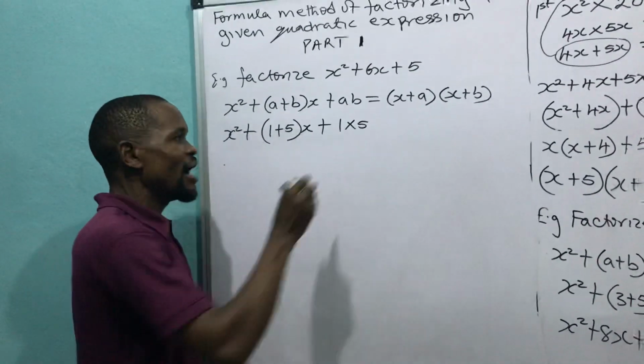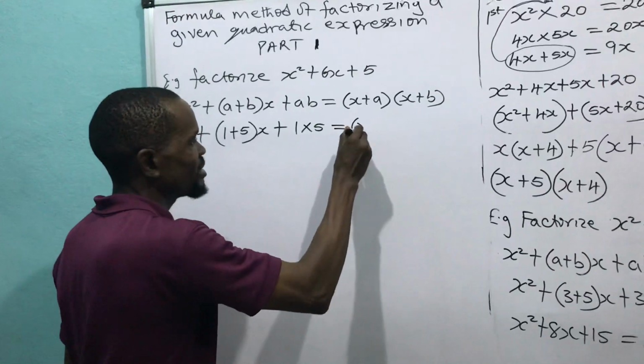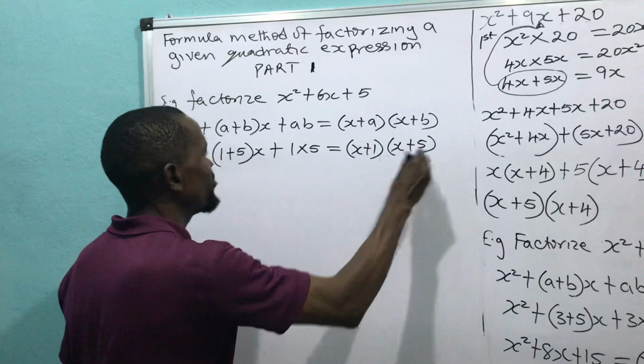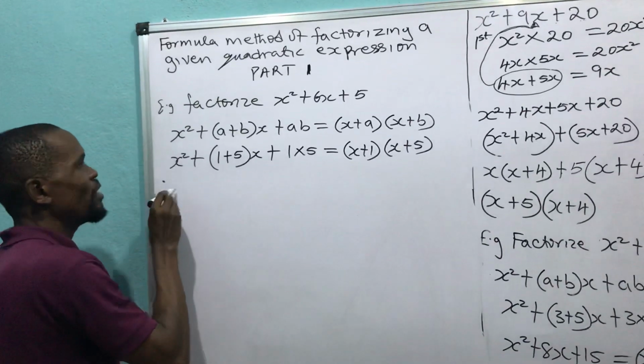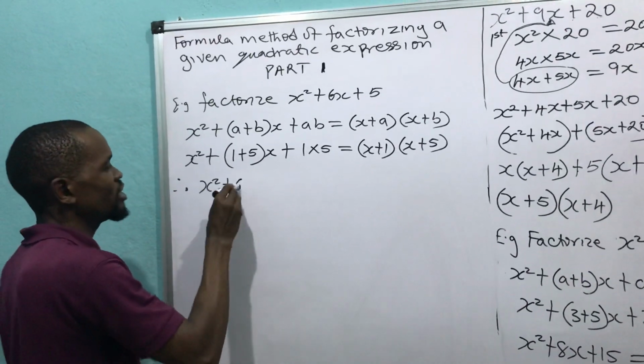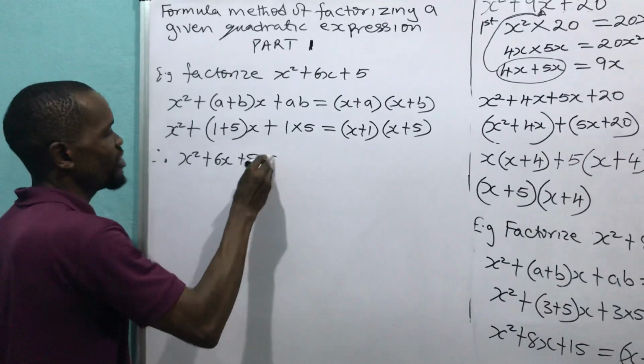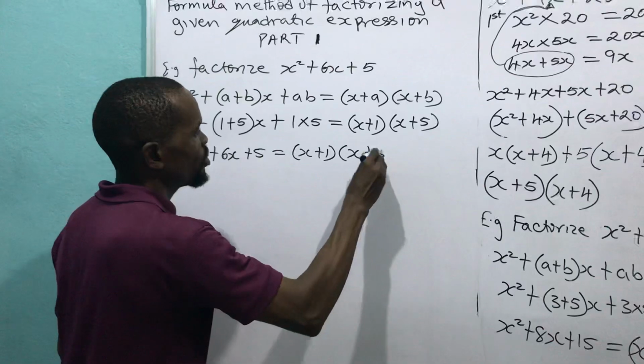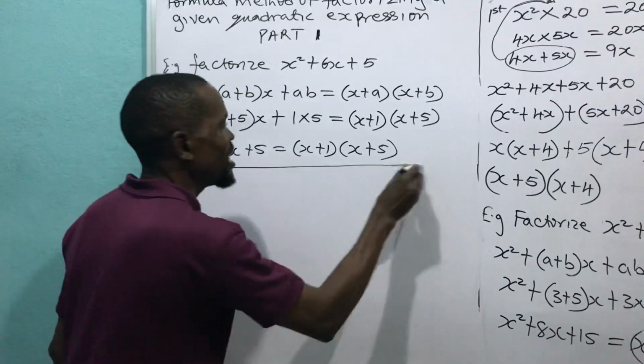Follow? Then this becomes (x plus 1) and (x plus 5). And therefore my x squared plus 6x plus 5 is equal to (x plus 1) into (x plus 5). And that's my answer.